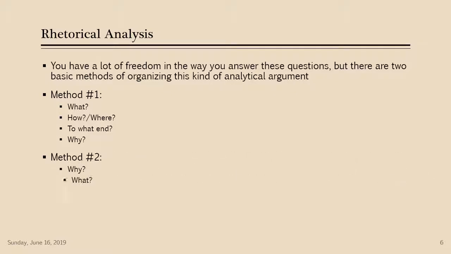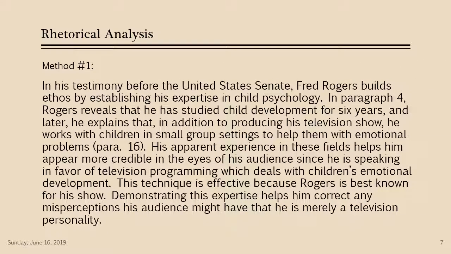Method 2 is just kind of inverted. You could start with the why, start with the constraints, talk about what the speaker was facing, and then respond with the what. This creates kind of a cause and effect organization where you talk about what the speaker was facing, then how they responded to that. And then of course get into the text evidence of the how and the where, and then finally explaining the effect at the end.